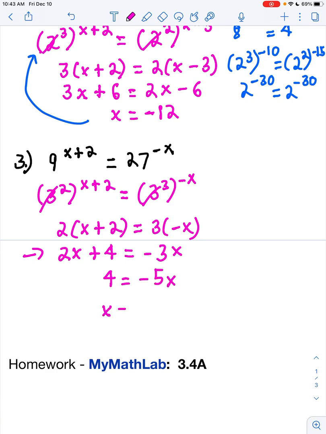And that means x would equal negative 4/5. And of course, I can check by plugging back in, but that might take a little work here, and we're going to go with that as our answer.